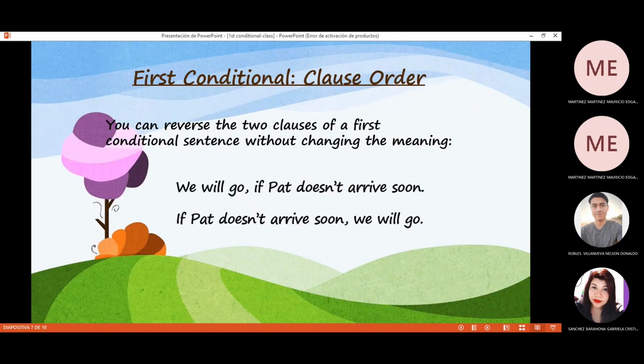Okay, and the first conditional order. You can reverse the two clauses of the first conditional sentence without changing the meaning. So that means we will go if Pat doesn't arrive soon, or: if Pat doesn't arrive soon, we will go. We can change the order of these clauses without changing the meaning.